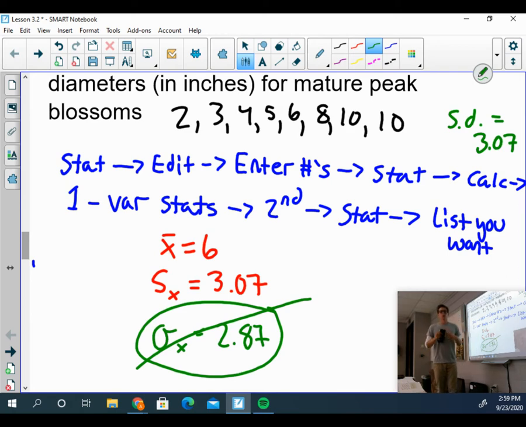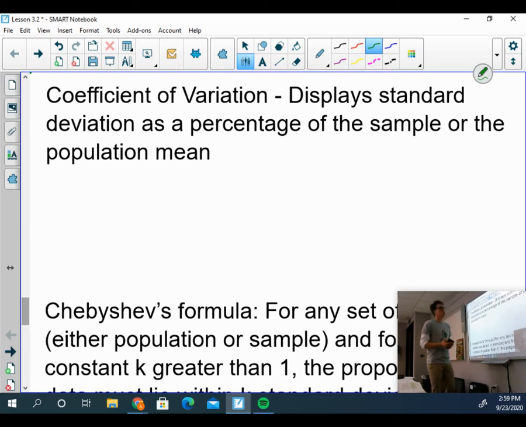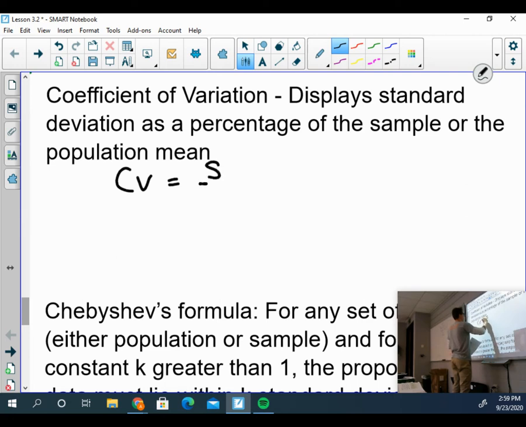Okay. Take a breath. We're almost there. We got a couple more concepts to go over, and then we'll be okay. Next concept is the coefficient of variation. What is that? Well, this displays standard deviation as a percentage of the sample or the population mean. What are your formulas for that? Well, if we're looking at a sample, it's going to be our sample standard deviation divided by the sample mean, or x bar, times 100. Again, the times 100 turns it into a percentage.